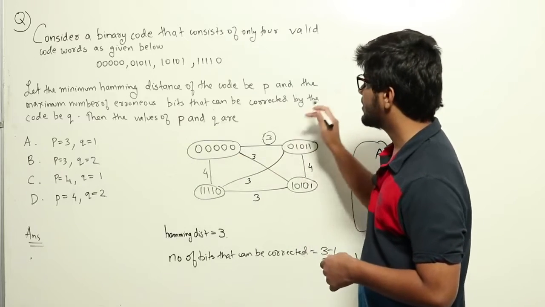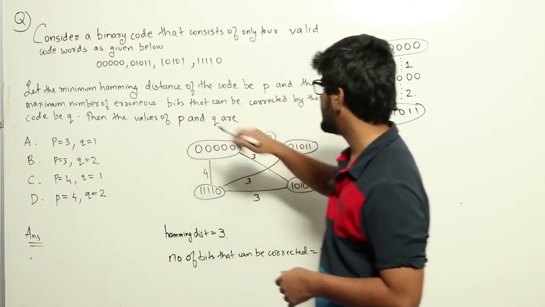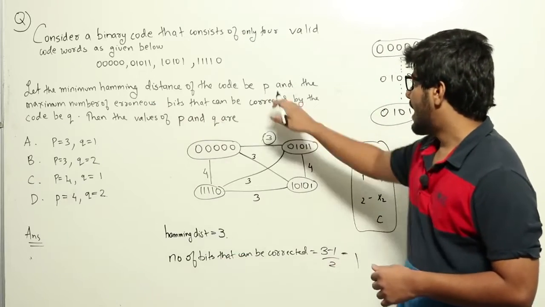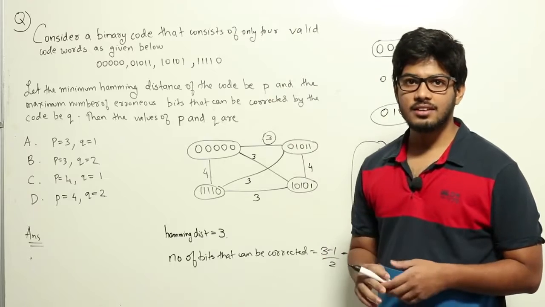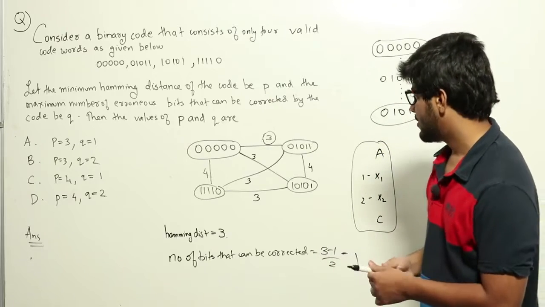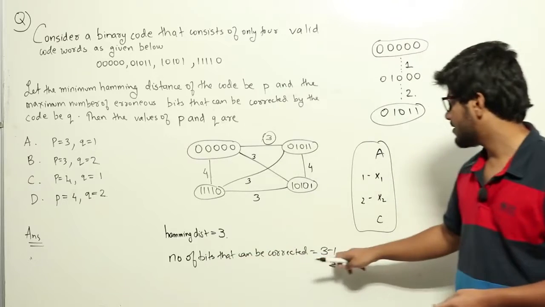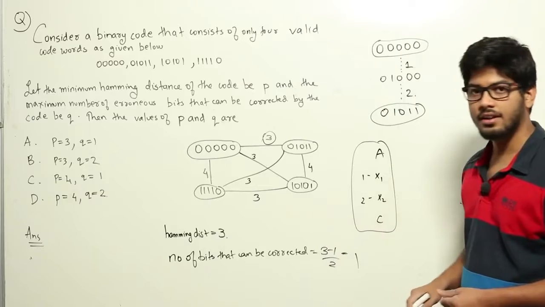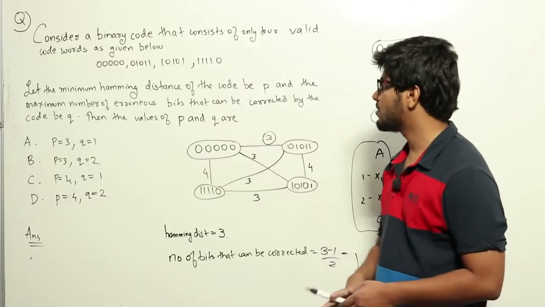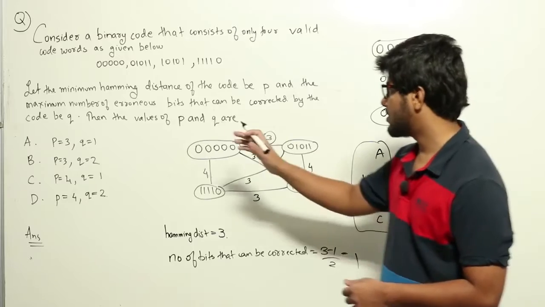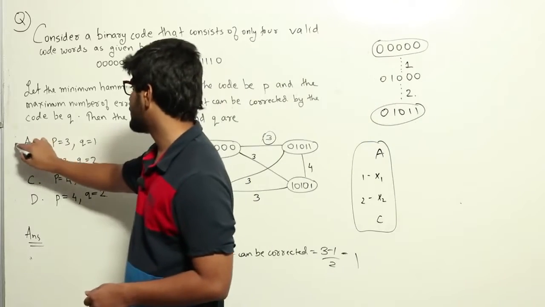Now we need to calculate the maximum number of erroneous bits that can be corrected by a code. If the Hamming distance of a code is P, then the number of bits that can be corrected will be (P minus 1) by 2. Now I can apply that directly here. The Hamming distance is 3, so (3 minus 1) by 2 will be 1. So the value of Q for this question will be 1. We can only do correction for 1 bit. So the option will be P equals 3 and Q equals 1.